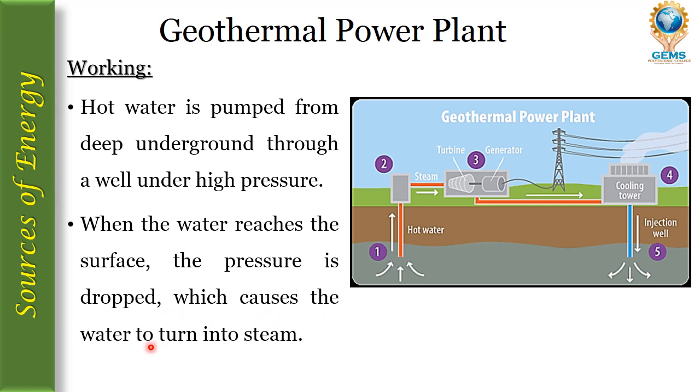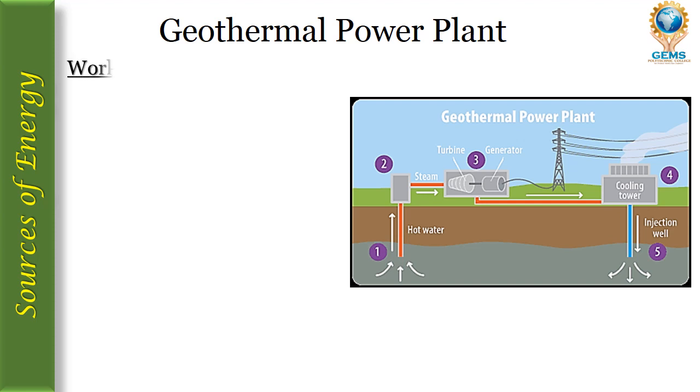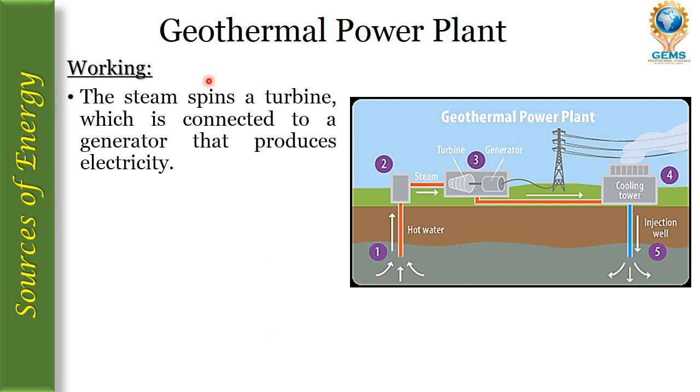When the water reaches the surface, the pressure is dropped, which causes it to turn into steam. The steam spins a turbine which is connected to a generator that produces electricity.